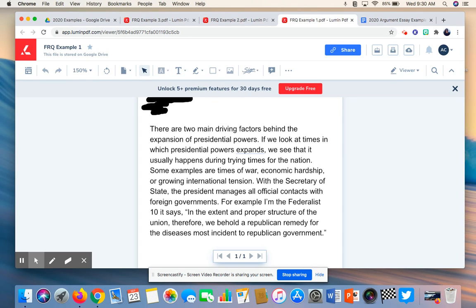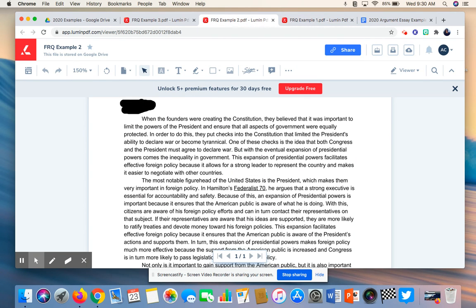So this is an example of a not so good response. No thesis, maybe one piece of evidence, okay? So not a great response here. The second example does have a thesis statement, all right? And you can see it here. This expansion of presidential powers facilitates effective foreign policy because, that because is in there, it allows for a strong leader to represent the country and makes it easier to negotiate with other countries, okay? So a thesis statement that lays out the argument.